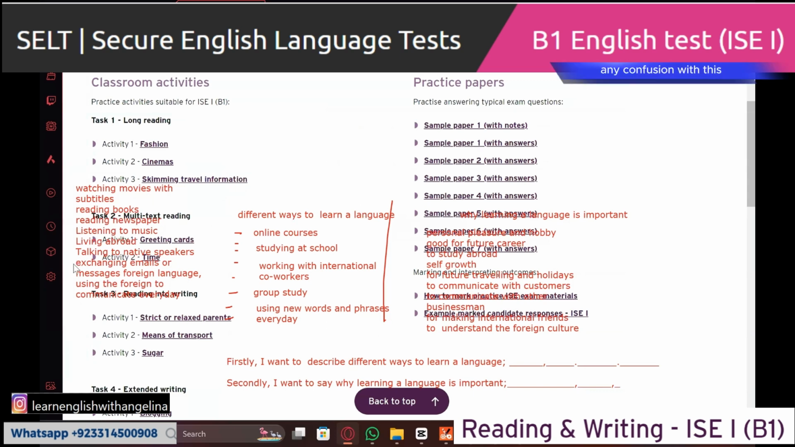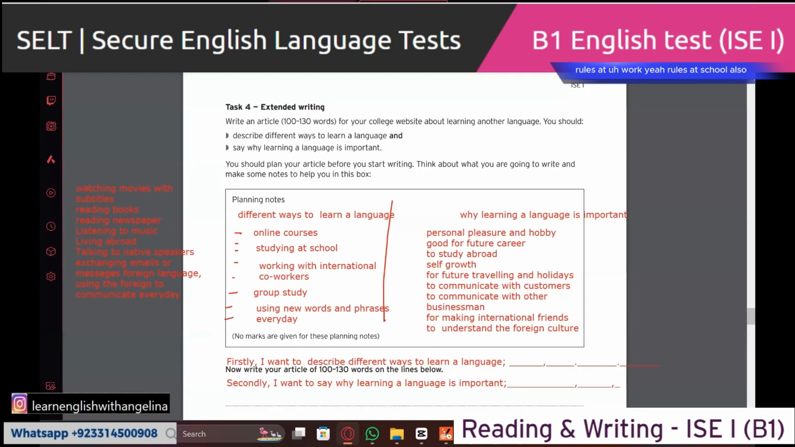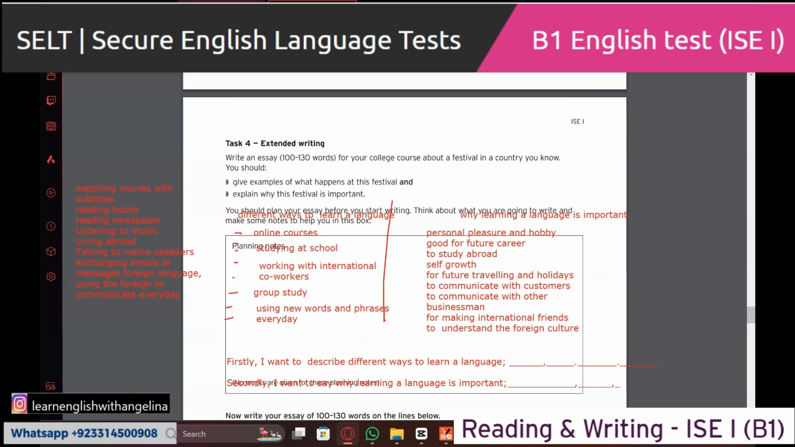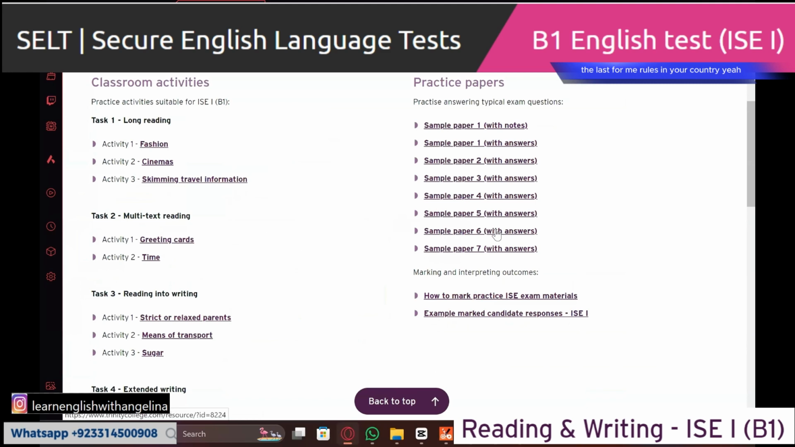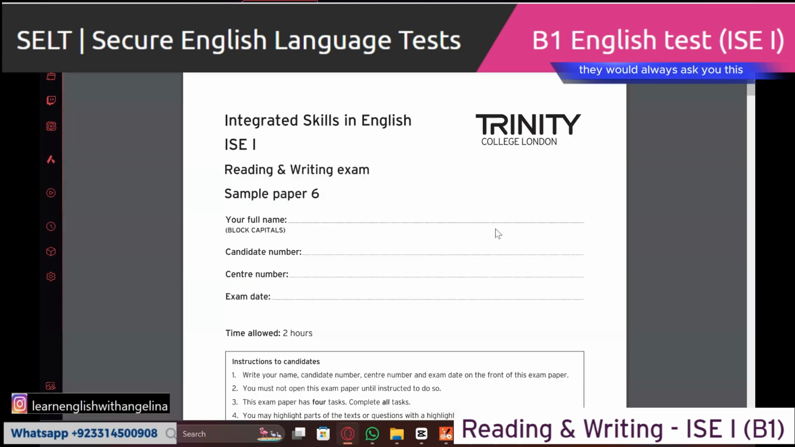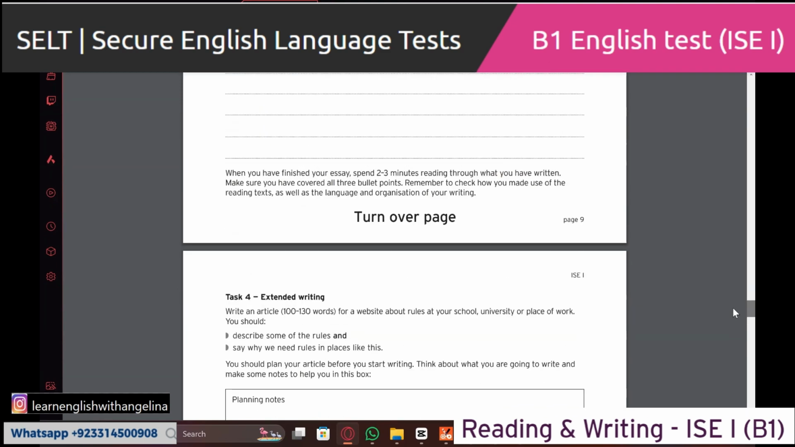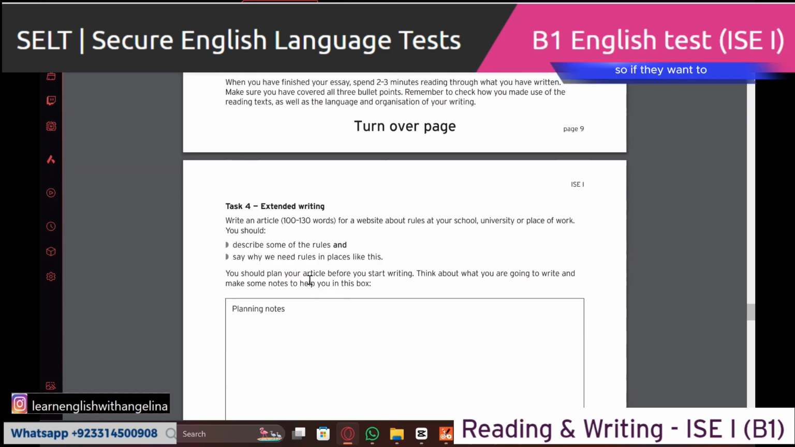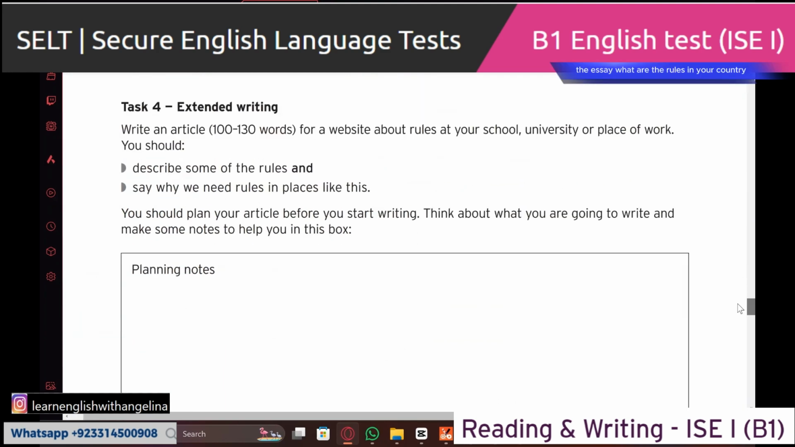Any confusion with this? What were the second one? Rules at home, rules at work, rules at school also, and the last one, rules in your country. They would always ask you this: what are the rules and why are these rules needed. So if they ask for rules in your country, the essay asks what the rules in your country are.